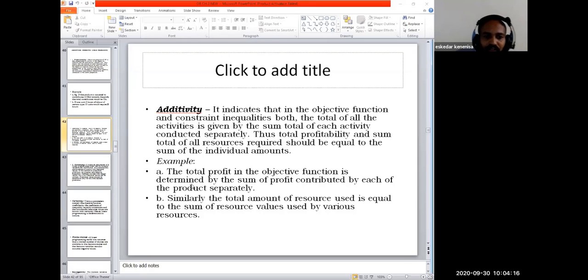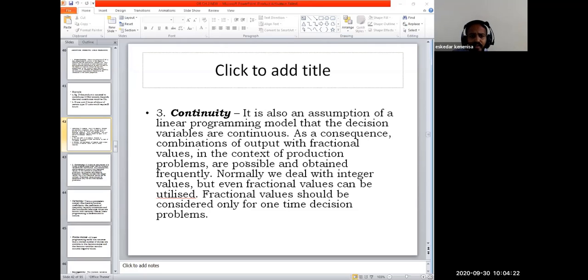Okay, sorry. So this one is just additivity. The other one is continuity. Continuity, linear ይገባል. It is also an assumption of linear programming models that the decision variable is continuous. The decision variable ምን መኖር አለበት? Continuous, as a sequence of combinations of outputs.